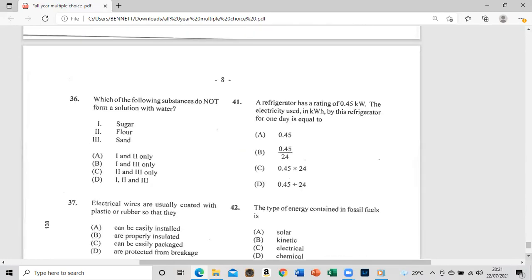Which of the following substances do not form a solution with water? Is it 1, sugar, 2, flour, or is it 3, sand? So the other combinations, sugar and flour, sugar and sand. I could just get the answer. That's confusing. And that is C, 2 and 3 only.